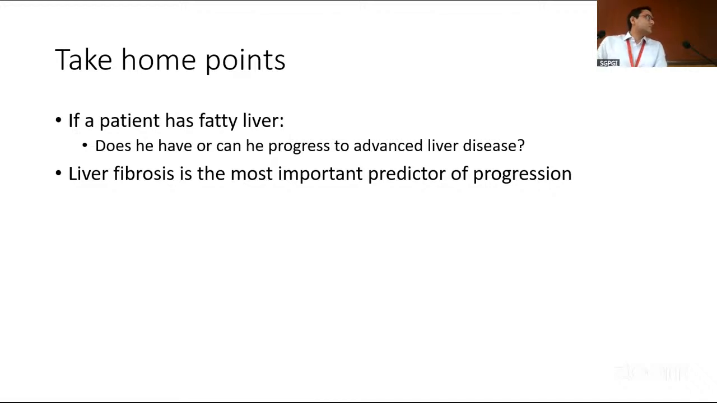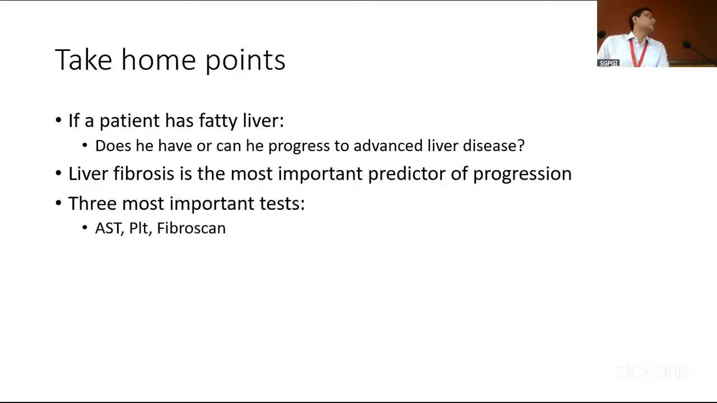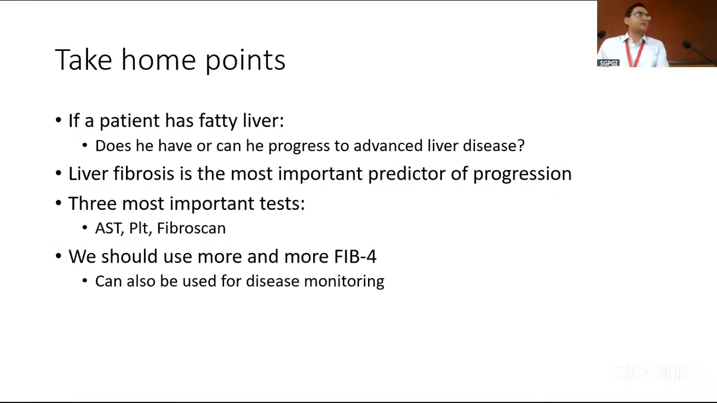And liver fibrosis is the most important predictor of progression in such disease, which we can assess using APRI, FIB-4 or fibroscan. And the three most important tests are AST, platelet, and fibroscan, because AST and platelet are used in calculation of APRI, and fibroscan gives us steatosis as well as fibrosis.